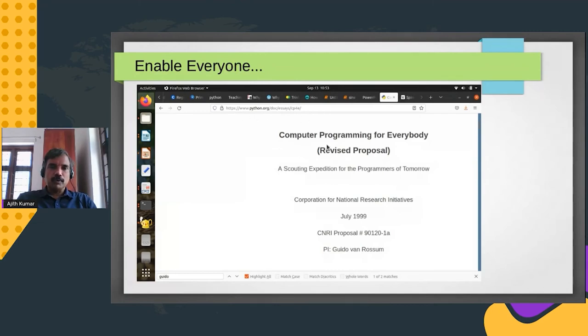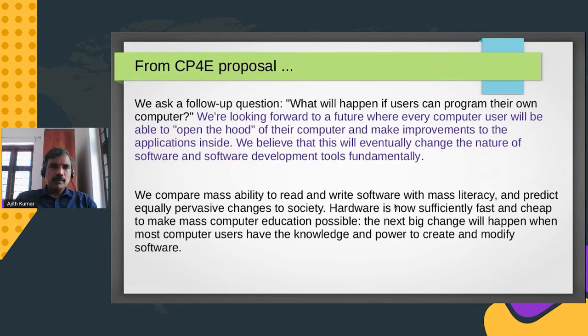If you go to python.org, doc, essays, CP4E, computer programming for everybody, this is a very good document. It was prepared in 1999 when Guido himself submitted this as a proposal. There are very interesting points in this proposal. I just picked up a couple of them.